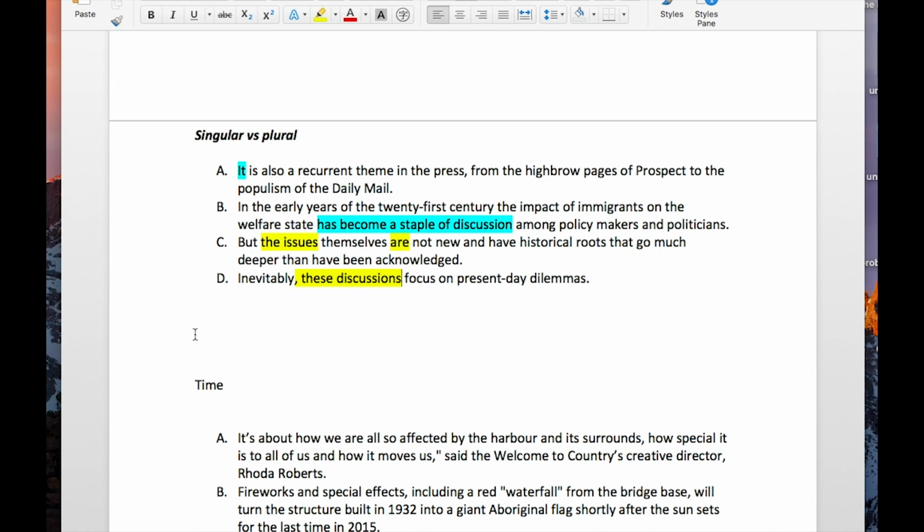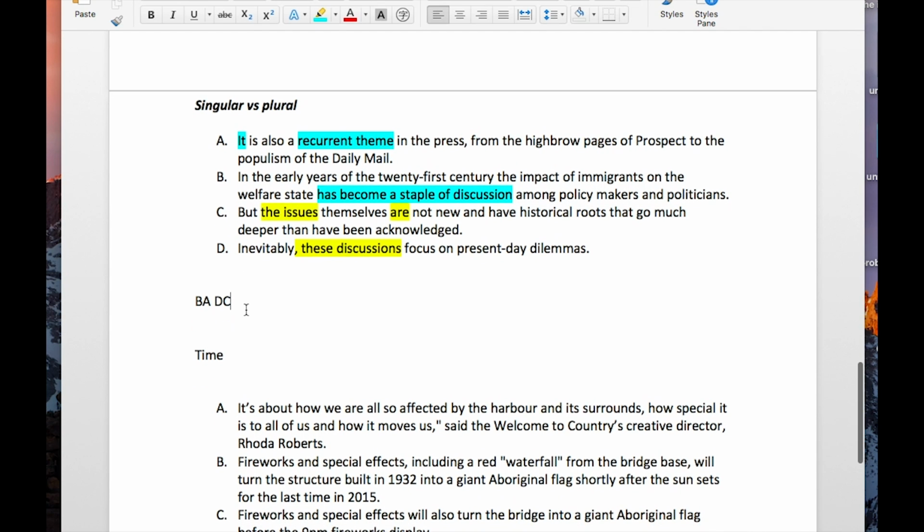So far we can see A and B are together, C and D are together. Now we need to decide which one comes first. First of all, A is mentioned for the second time, so A is not the topic sentence. It has to be B before A. And C and D are also second-time mentions, so they are not together. So now we need to decide, is C first or D first? A ended with "is a recurrent theme." And then C had "but the issues themselves," so there must be something mentioned before. So it has to be D and C. So you're done. This one is very simple. You just need to use singular and plural. You will get at least 2 marks.